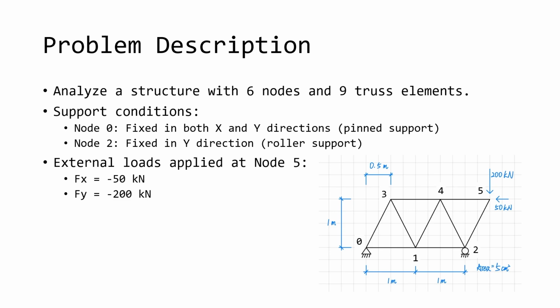This analysis focuses on a truss structure with 6 nodes and 9 elements. There are two types of support conditions. Node 0 is a pinned support, fixed in both x and y directions. Node 2 is a roller support, fixed only in y direction. External forces are applied at node 5. Apply a force of 50 kN to the left and 200 kN downwards.